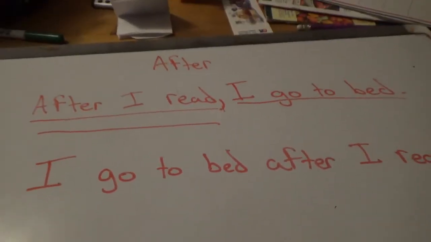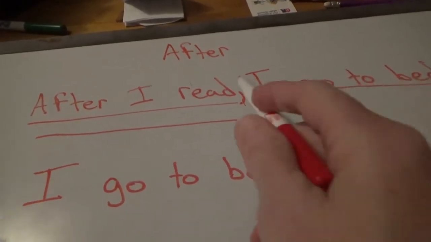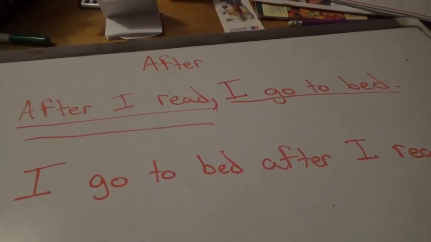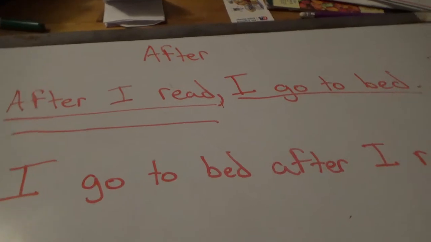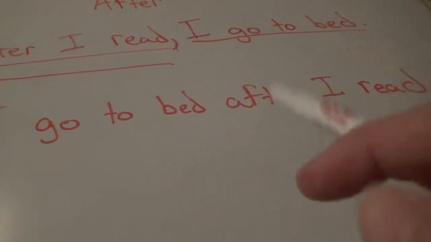You can hear the difference when you read the sentence. You sort of pause after the introductory dependent clause. After I read, I go to bed. You can tell that comma is going to go there. You don't pause here. I go to bed after I read.